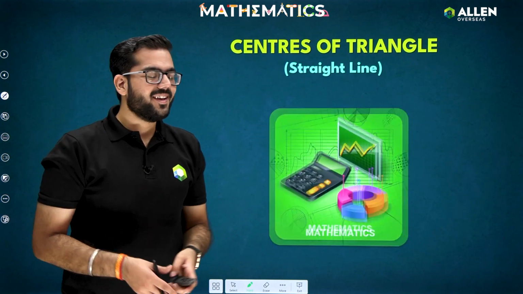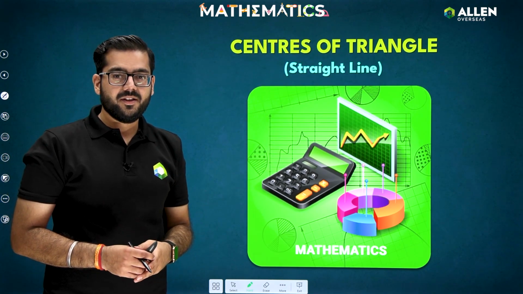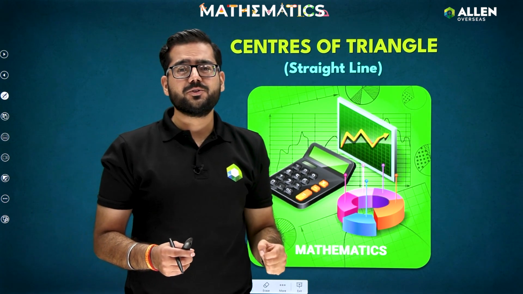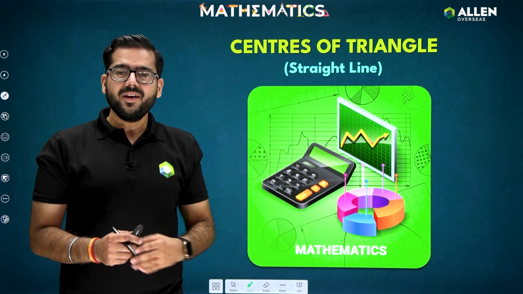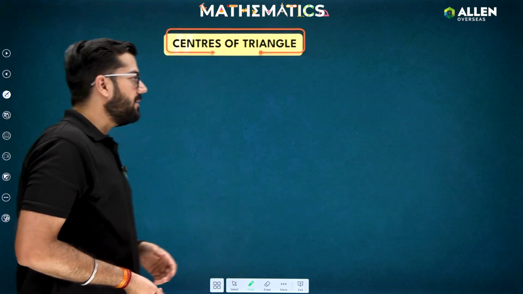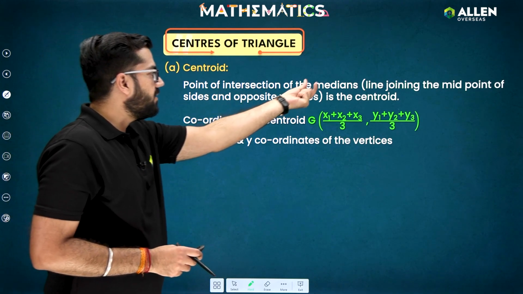Our today's topic is different centers of a triangle, which is under the chapter straight line. You can see there are a lot of previous year questions on the basis of this topic only. So without wasting too much time, let's start. The first one we have is the centroid. So the centroid is what? The point of intersection of the medians.